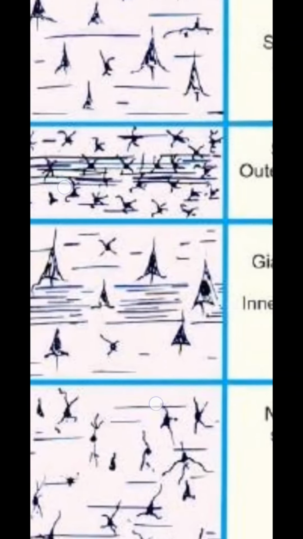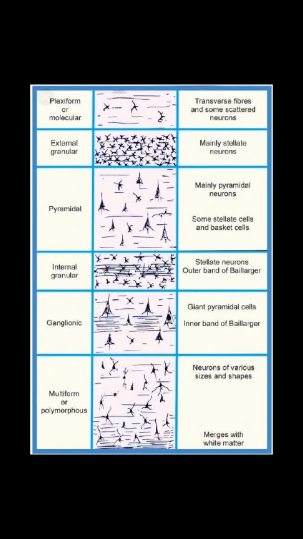The other cells present in the cerebral cortex are the non-pyramidal cells, and this group includes the neurons of the following types. Number one is the granular cells. Granular cells have small polygonal perikarya, and these are also known as stellate cells.